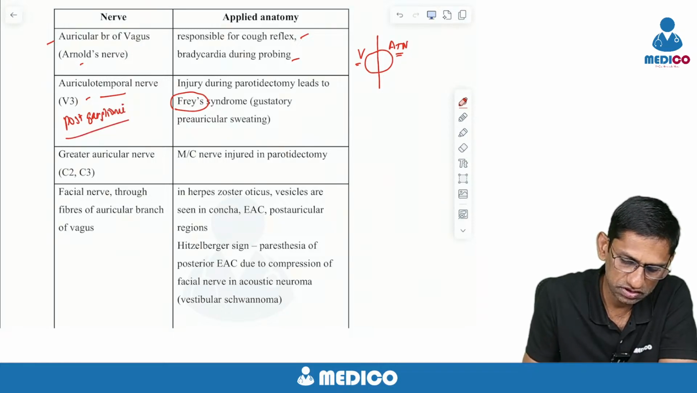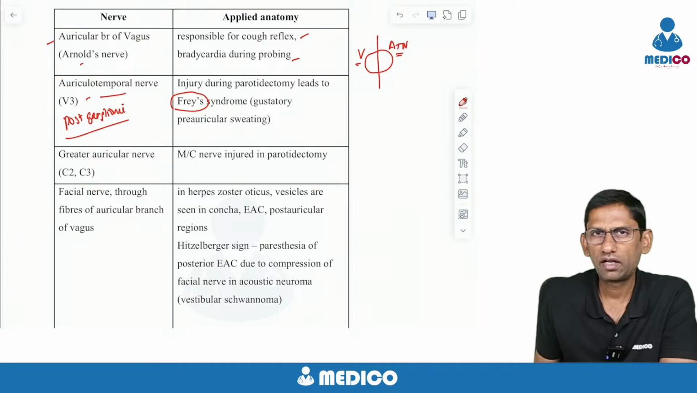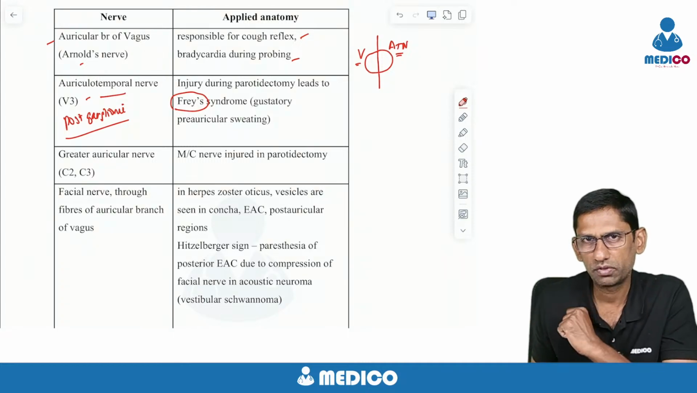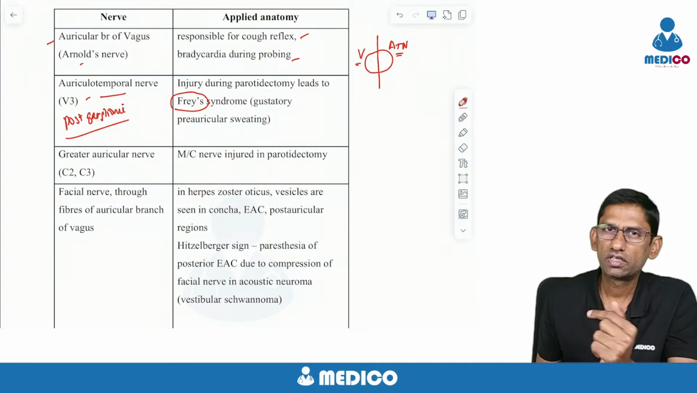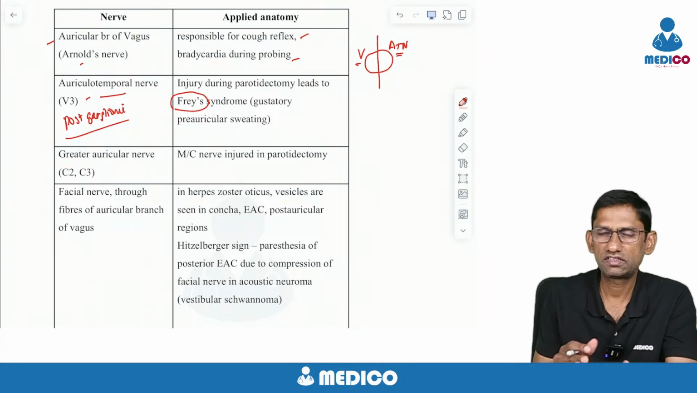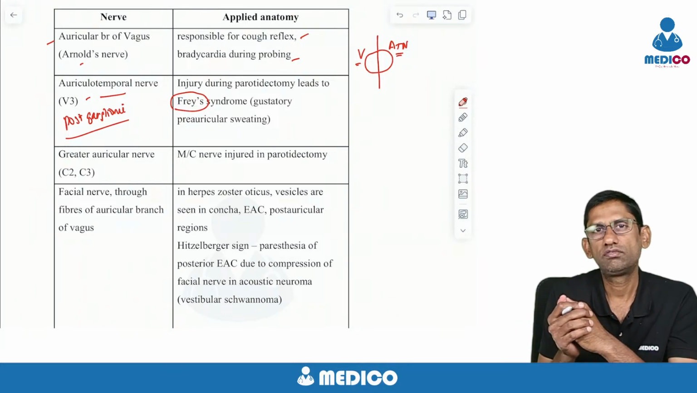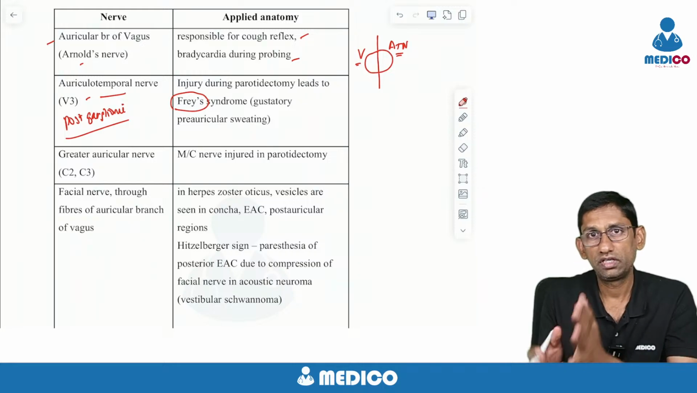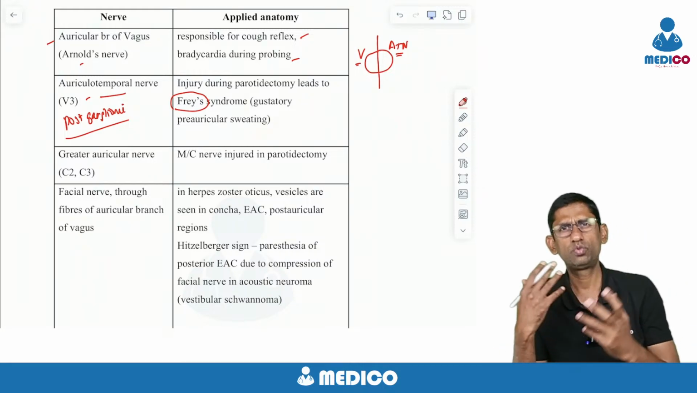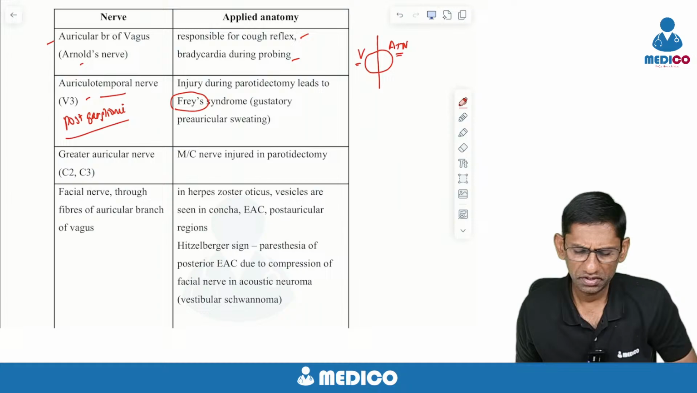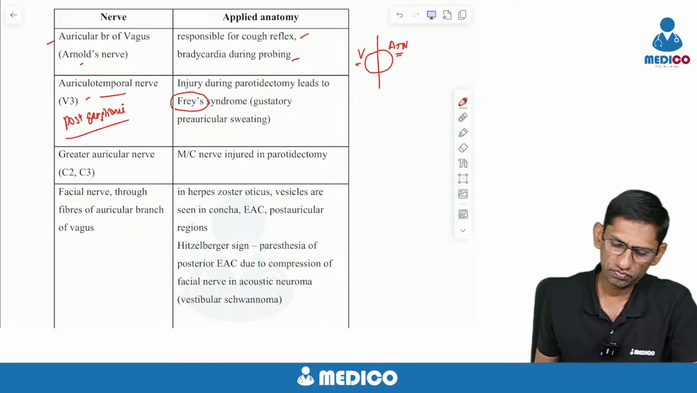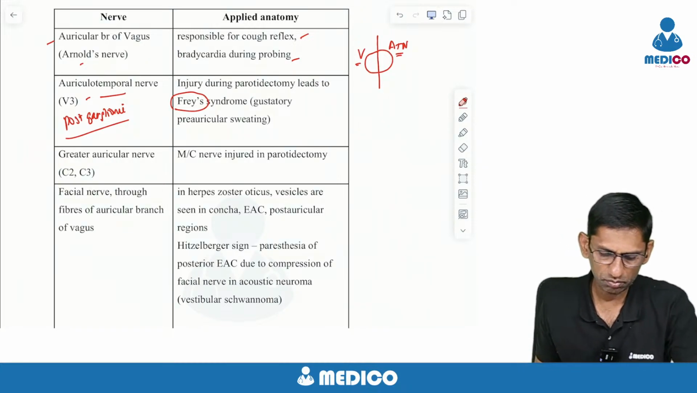So this auriculotemporal nerve carries basically post-ganglionic fibers to the parotid, from the otic ganglion. If these fibers are injured, the faulty regeneration happens, and that supplies the sweat glands in the skin rather than supplying the parotid in the recovery phase. That causes profuse sweating in the preauricular region. That is called Frey syndrome.